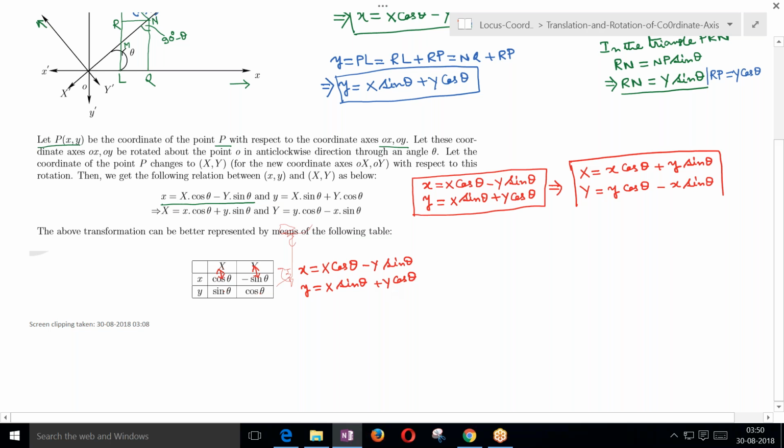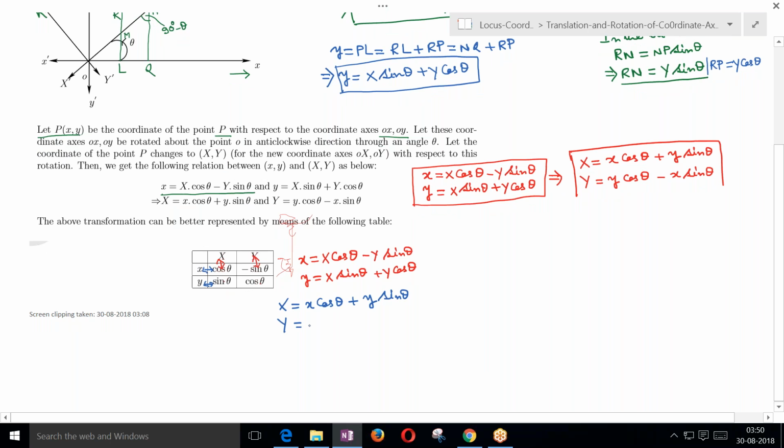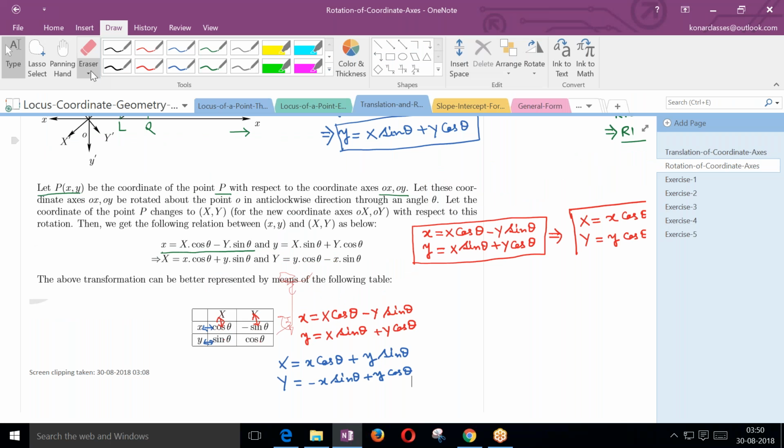And similarly, you can find capital Y is equal to minus x sin theta plus y cos theta. So I just thought if you remember this table, then it will be very easy for you to understand. Let me remove a few of these things so that it will be easy to refer to in future. I am just removing this part so that it will be helpful for you to remember in future as well. Okay, so that's all about the rotation of the coordinate axis, and we are going to solve some problems together now.